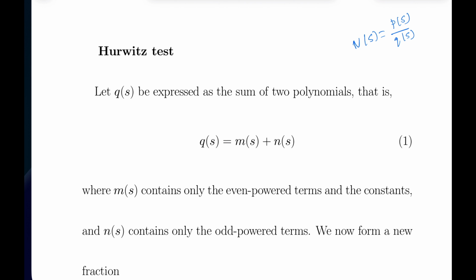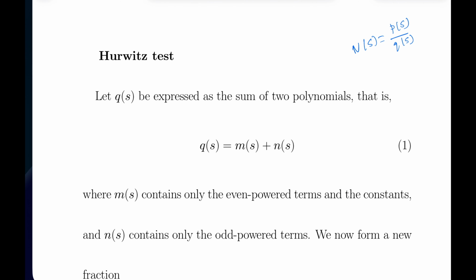We have seen the Routh-Hurwitz stability criteria. In this lecture, we will discuss the Hurwitz test. This is another way of testing the stability of a circuit. We have seen that the transfer function of a circuit can be expressed as N(s) equal to P(s) upon Q(s), where P(s) and Q(s) are two different polynomials of different degrees. Let Q(s) be expressed as the sum of two polynomials, that is Q(s) is M(s) plus N(s), where M(s) contains only the even power terms and constants and N(s) contains only the odd power terms.